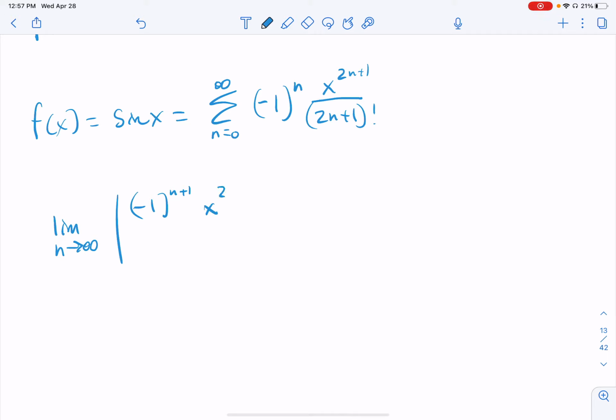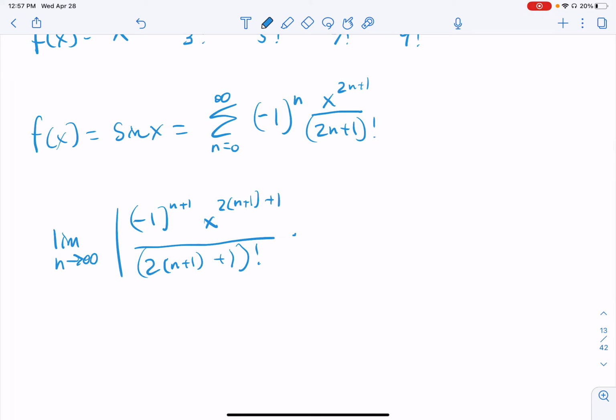x to the 2 parentheses n plus 1, over, and then the same deal here, 2n plus 1 plus 1, all of that factorial. And then we'll multiply by the reciprocal. So on top is a 2n plus 1 factorial over negative 1 to the n, and then x to the 2n plus 1.